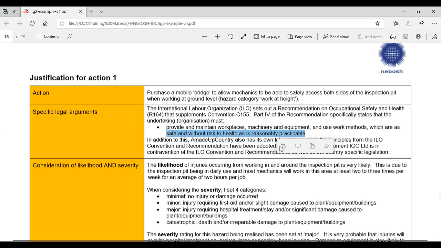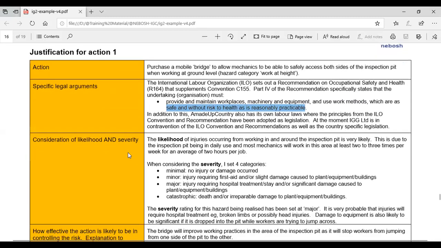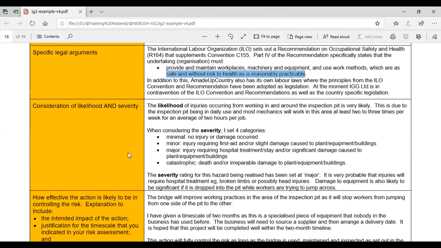So you are justifying your argument with legal grounds actually, like a lawyer. The lawyer always gives some solid argument based on legal laws or some solid references for sure. So consideration of likelihood and severity: the likelihood of injuries occurring from working in and around the inspection pit is very likely. This is due to the inspection pit.